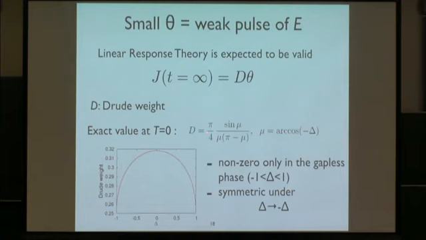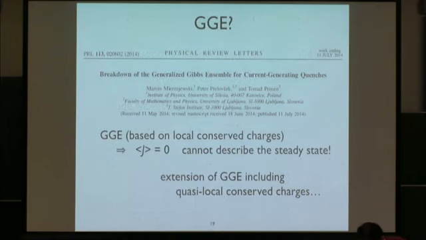And as you asked, if you plot the Drude weight as a function of the anisotropy interaction parameter delta, it should be symmetric like this. Also, this Drude weight at zero temperature is naturally non-zero only in the gapless phase, and in the gapped phase this Drude weight is 0. So this is known stuff.